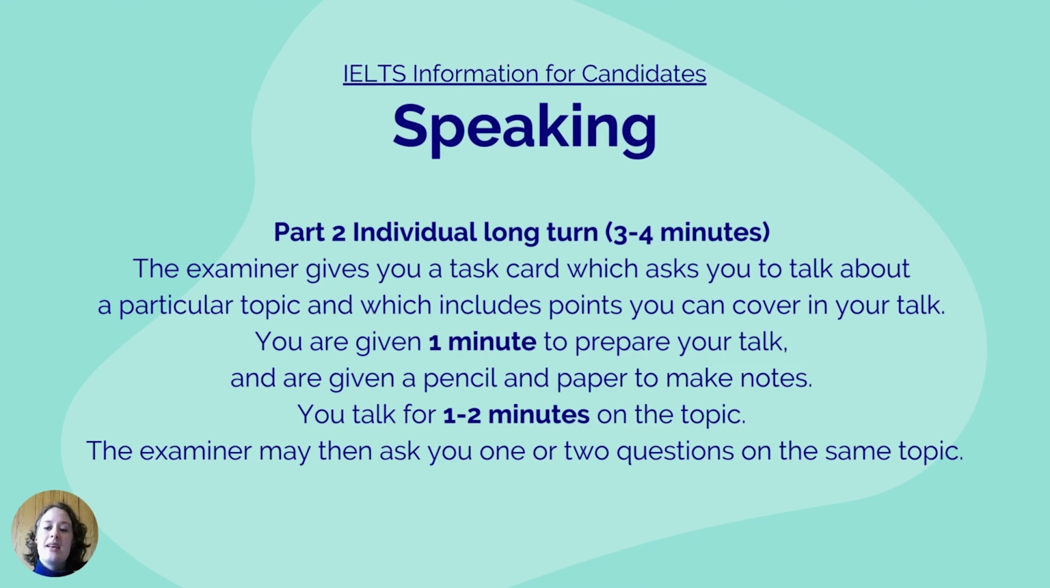Part 2 of the exam is the individual long turn. In this section, the examiner gives the candidate a task card which asks the candidate to talk about a particular topic, and it includes points that the candidate should cover in their talk and instructs the candidate to explain one aspect of the topic. Candidates are given 1 minute to prepare their talk and are given a pencil and paper to make notes. The examiner then asks the candidate to talk for 1 to 2 minutes and will stop the candidate after 2 minutes and ask some follow-up questions.